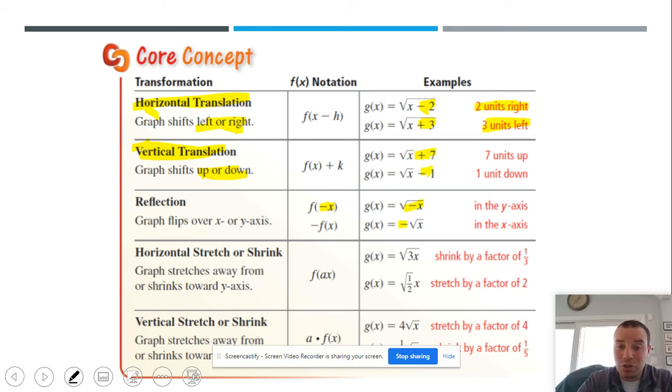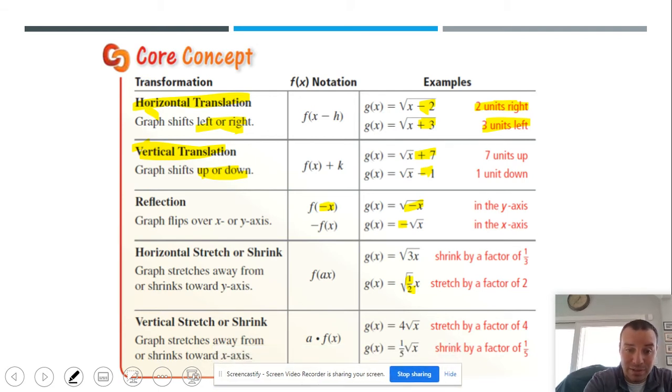Your horizontal shrinks and stretches are the numbers that are next to the x. So if we see them there, that's your shrink and stretch on the inside. And then we could also have vertical stretches or shrinks, and that's on the outside of the square root.